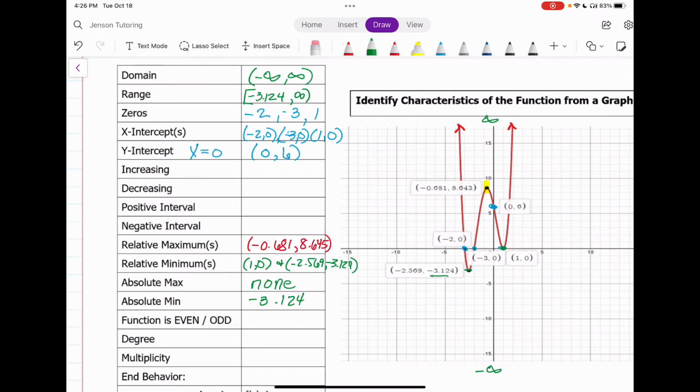So I'm going to look at the x values of my relative maximums and relative minimums, and that's going to tell me where my function is increasing and decreasing. So when I'm looking at my graph, I'm reading my graph left to right, and I'm looking at the x value. So I'm looking at my number line here from negative infinity over to where x is positive infinity.